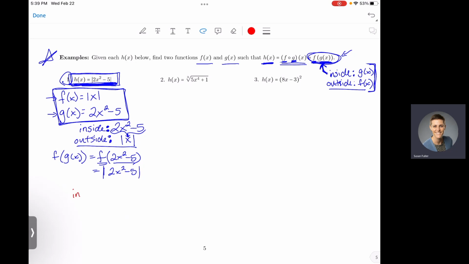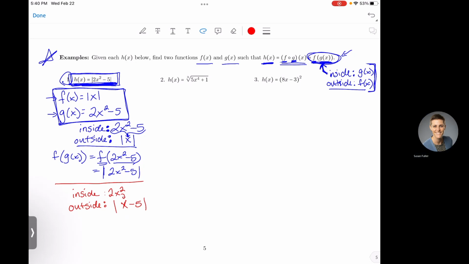For instance, I could also say, well, I think my inside function is 2x squared. In that case, what would be the outside function that 2x squared is inside of? Well, that would have to be the absolute value of x minus 5. Because if I took 2x squared and plugged it in for x, I would get what I started with. So an alternative is that my inside function, g of x, could be 2x squared, and my outside function, f of x, could be the absolute value of x minus 5.